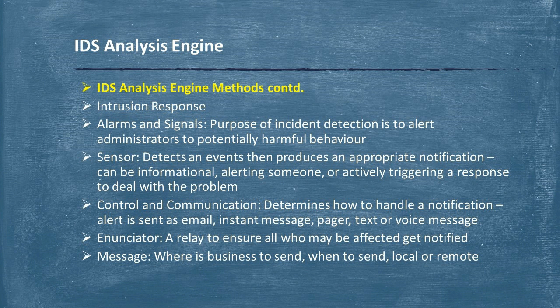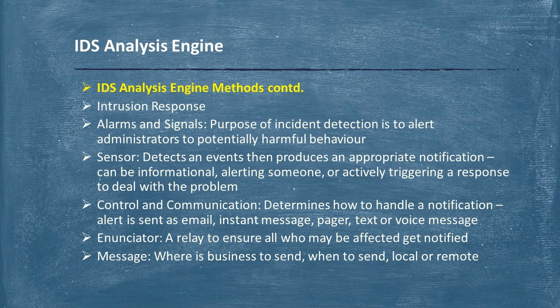Sensors detect an event, then produce an appropriate notification. It can be informational, alerting someone, or acting actively by triggering a response to deal with the problem. It can also, after informing, trigger a response to that particular anomaly.